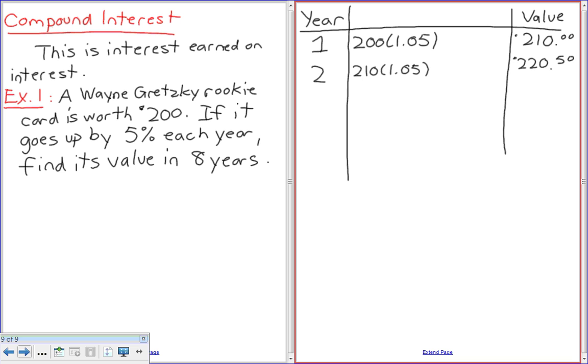But it's going up. I'm going to do one more here because I'm a mathematician. I'm not an accountant yet. Year 3 is going to be 220.50 times 1.05. Okay, I definitely can't do this in my head. Can you do 220.50 times 1.05, somebody please? 231.52. 53?